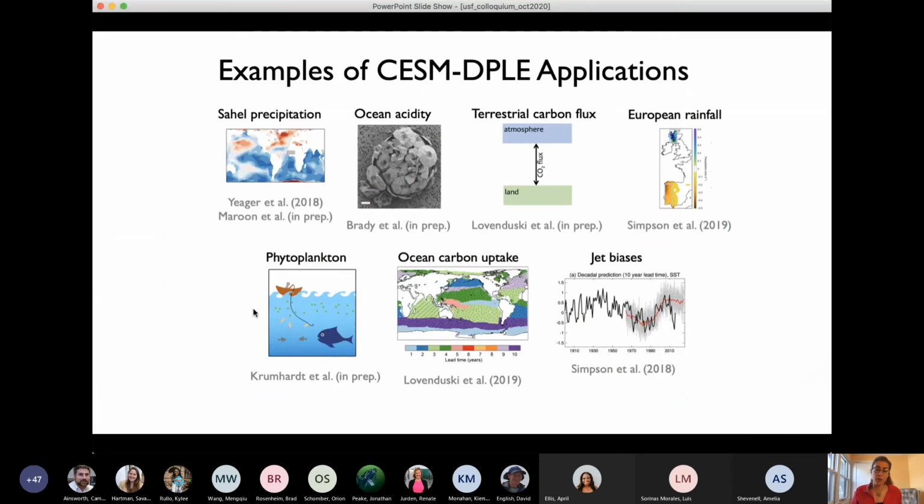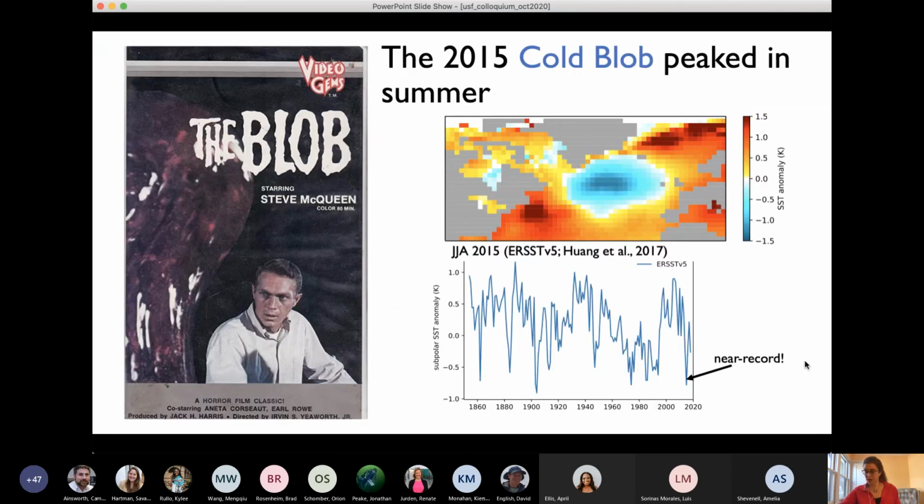And then there have been a number of examples in the DPLE of things that have been applied and examined, things that are physical, like Sahel precipitation and European rainfall, but also a bunch of other biological ones, both in the terrestrial and the marine ecosystem. So if you're interested in these kinds of Earth system predictability questions, I encourage you to check out these papers. What I'm going to do is tell you about one prediction case study where I've used the CESM Decadal Prediction Large Ensemble and compared it to the CESM Large Ensemble to try to understand what happened and why things worked or didn't work.